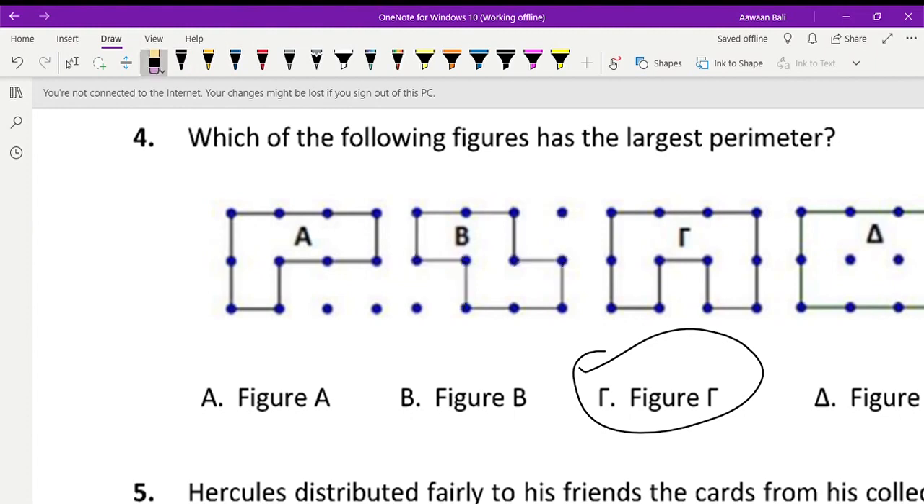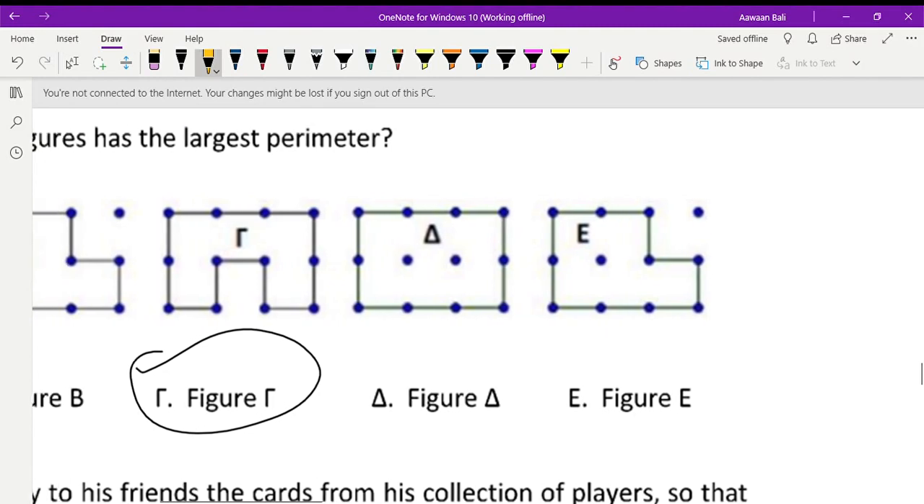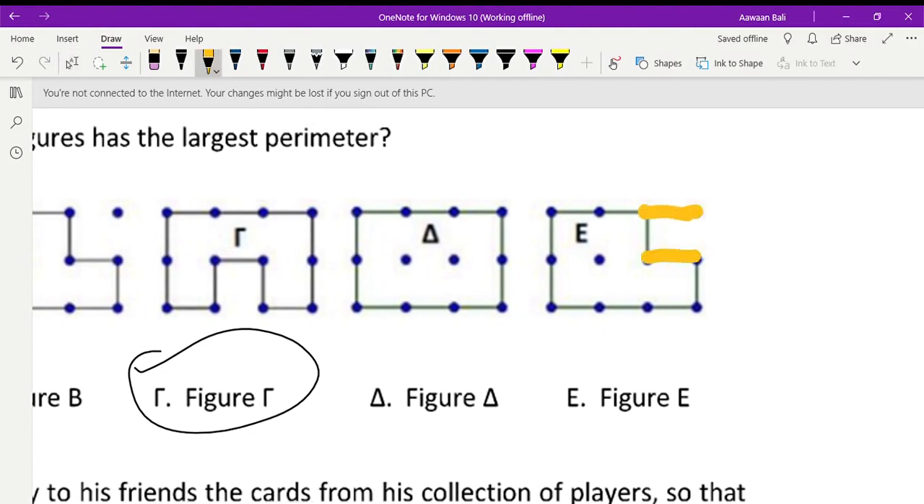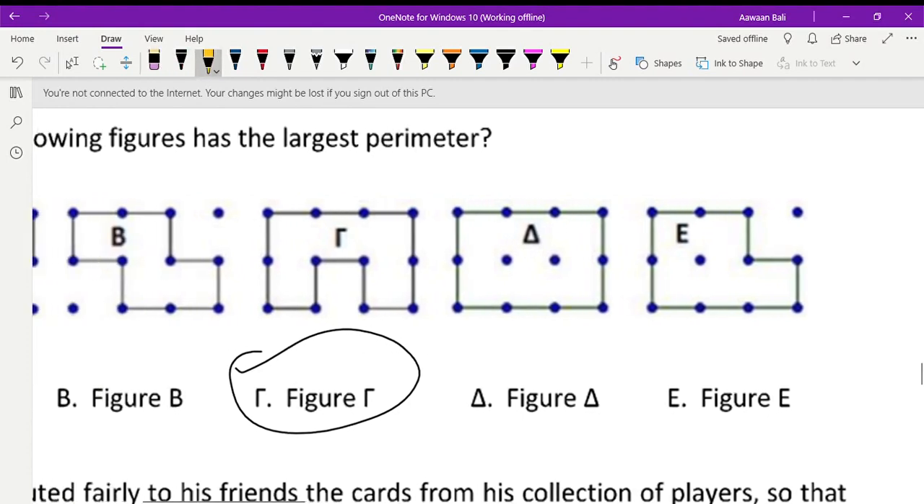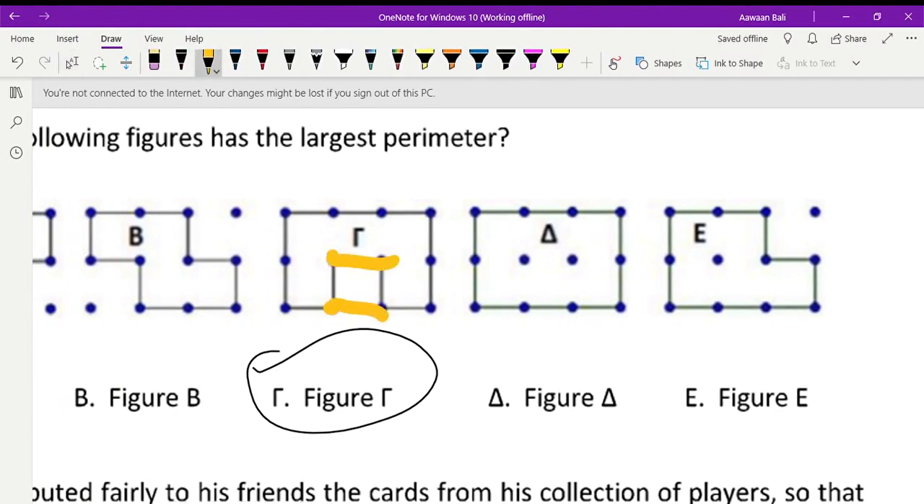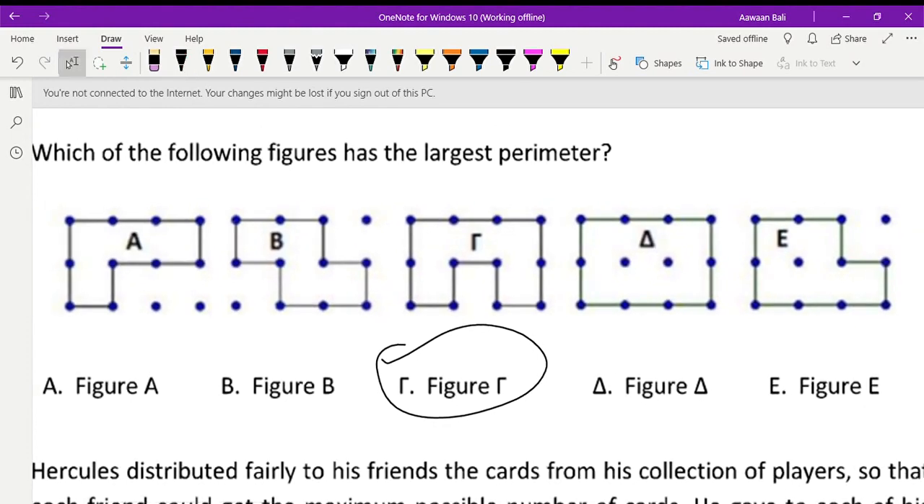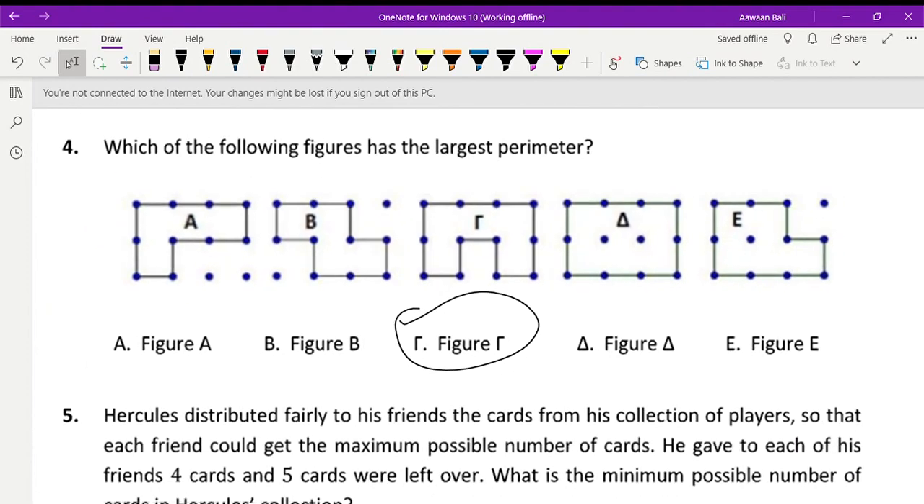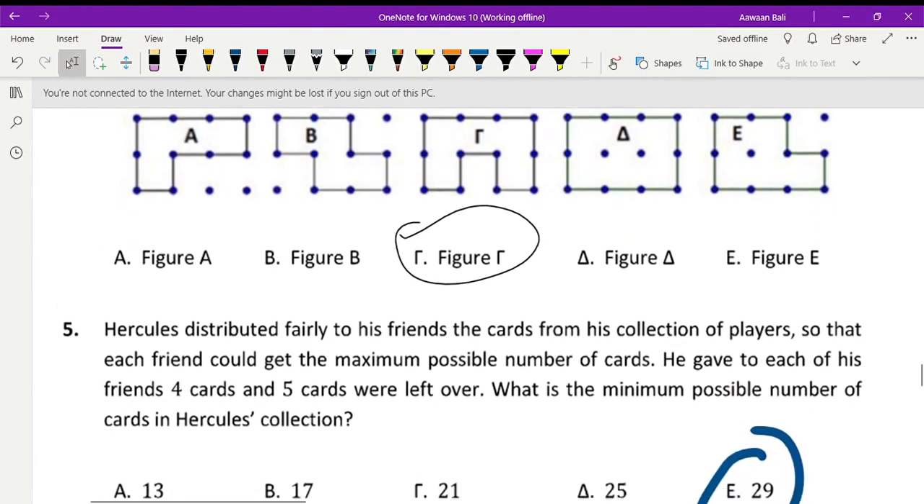So again, no change. And this side is replaced with this side, replaced with this side. So again, there's no change. But here, this side is replaced with this side, but there are two extra sides here, which means that here it has the largest perimeter, gamma, and delta is just normal. So therefore, we can say the answer is gamma, the third figure.